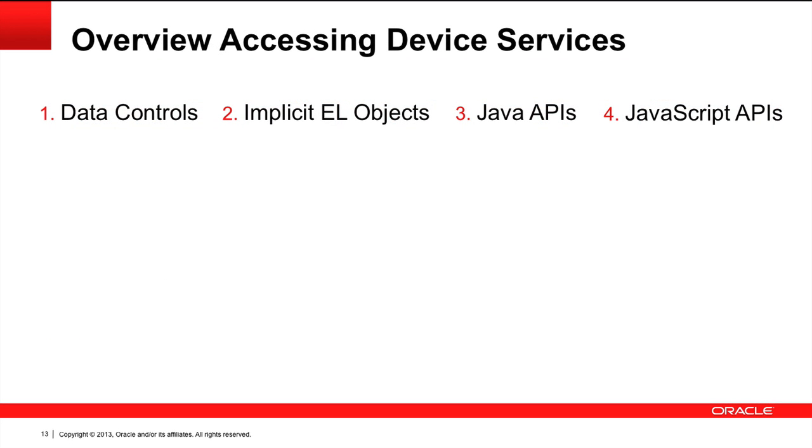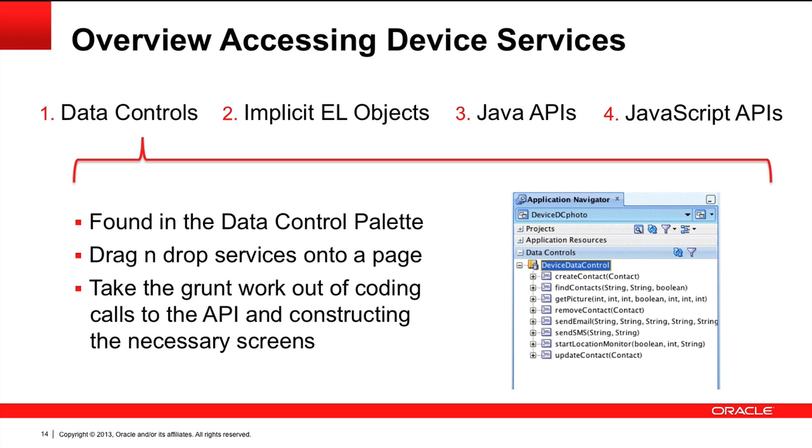So in context of those 4 different mechanisms for actually calling or making use of the device services, let's just go through them in a little bit more detail so you get an understanding. First of all, we'll talk about the data control mechanism. Now, the data control mechanism is available via the data control palette, and you can see a picture of this from the JDeveloper IDE on the right hand side.